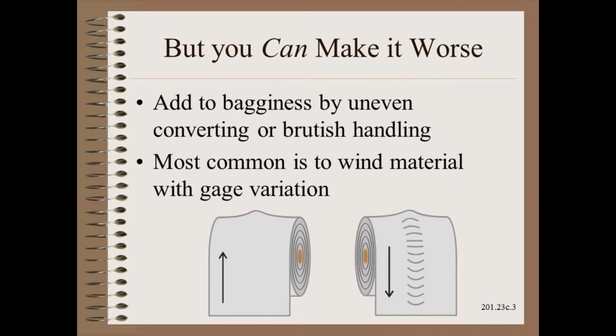While you can't make bagginess better, you can certainly make it worse by uneven converting or brutish handling. One common way is to wind material that has gauge variation, as we covered in our Web 101 school as well as in earlier Web 201 YouTube clips.